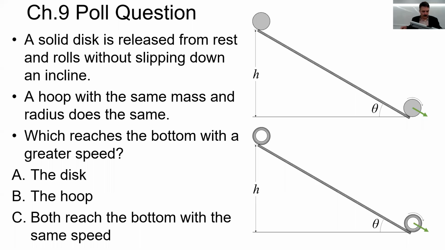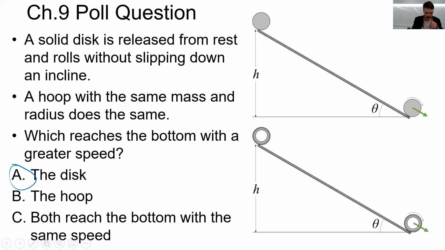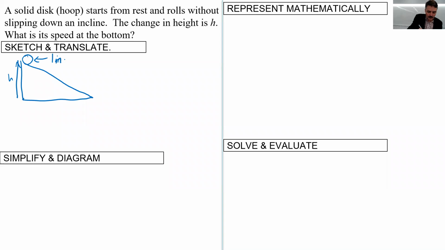Okay. So the answer is it's the disc. And we can actually do an example of this one to try to solve through how it actually works. It is a solid disc, or say a hoop, one or the other, starts from rest and rolls without slipping down an incline. The change in height is h. So it goes this distance, h, down the incline, starts at the top, the initial V initial equals 0, and then comes down here to final.